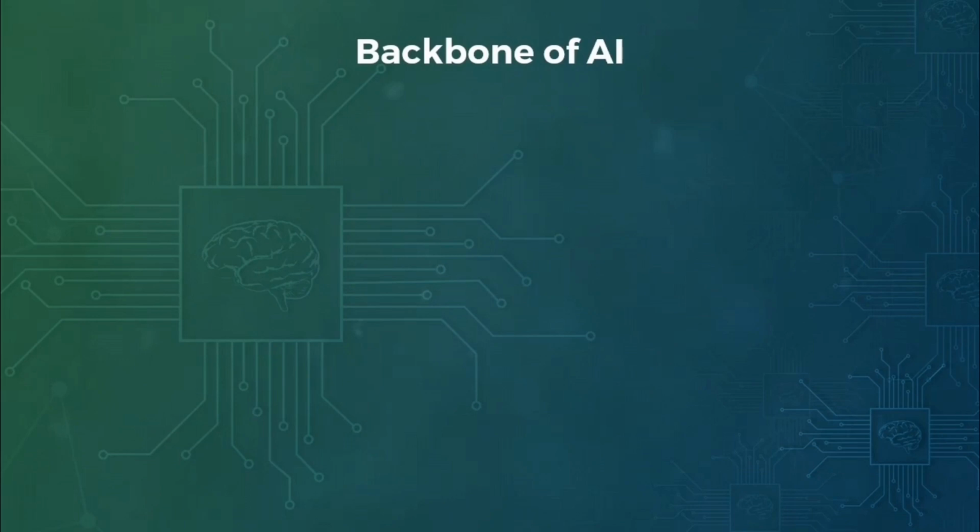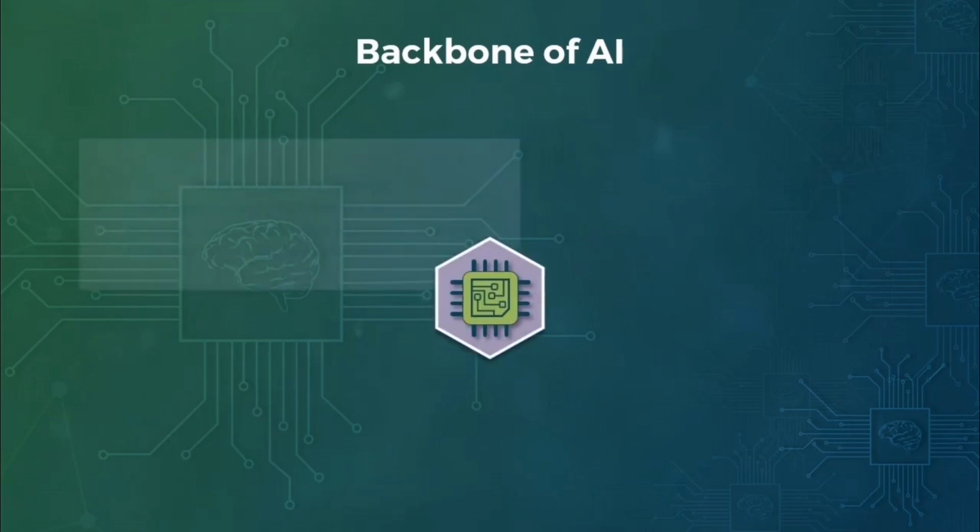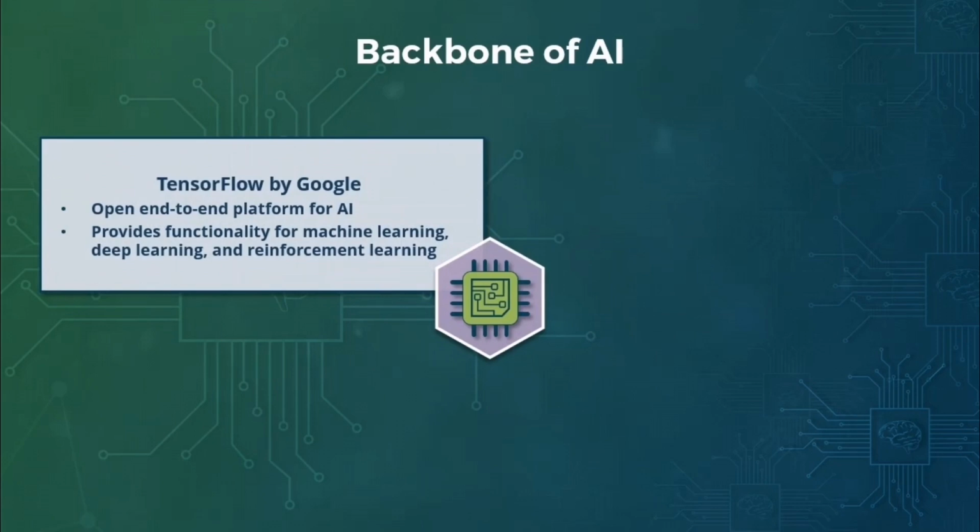This slide is again an extension of what we have learned earlier. We will now focus on the most widely used libraries, which is why these are also the backbones of any AI implementation. Let's start with the first one, TensorFlow. Like we discussed before, TensorFlow is an open end-to-end platform built by Google, which provides functionality for machine learning, deep learning, and reinforcement learning, and can be used in both development and research projects.